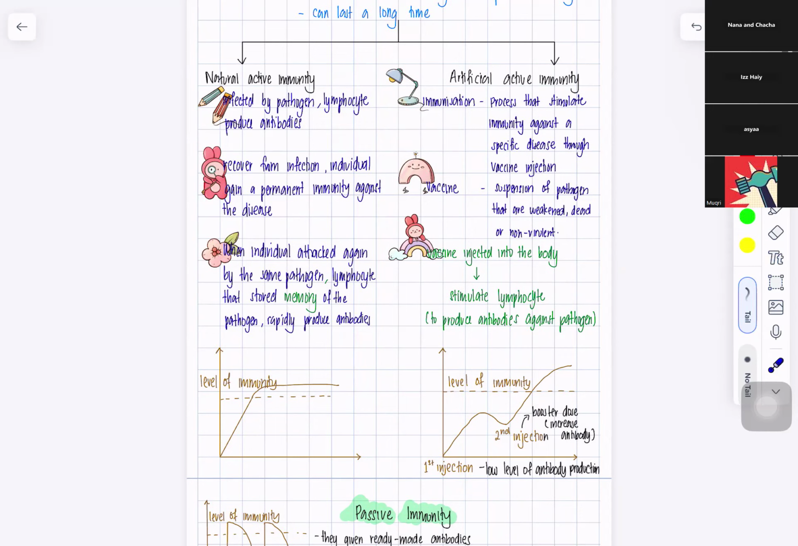Okay. Which immunity can last longer in our body? Active or passive? Active. Passive is only temporary. Alright.